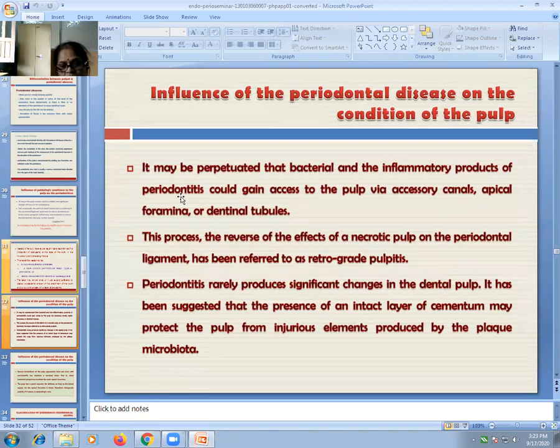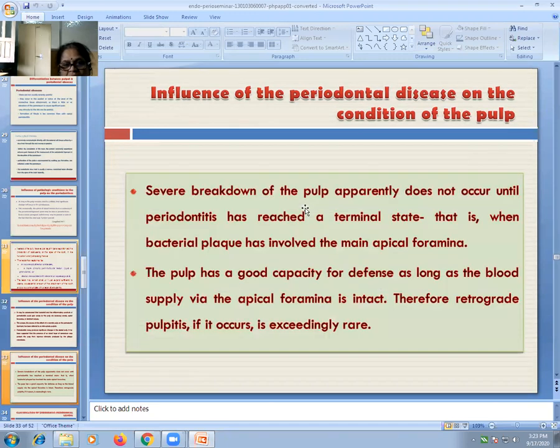So once you know about this pulpal diagnosis, once you have come to the conclusion that the tooth has been involved, how can you differentiate whether it is periodontal disease or a condition of the pulp? In this process of checking, there are many factors which are responsible to see whether the pulp is vital or not.